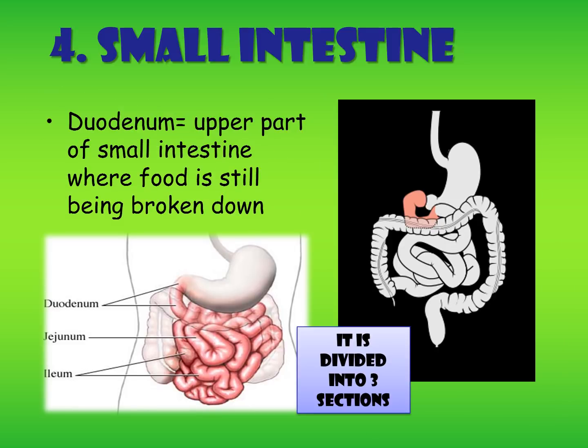Okay, so there are some other words to be familiar with, which is just kind of nice to know. That upper part of your small intestine where food is still being broken down is called the duodenum. The middle part where you are absorbing food into your bloodstream is the jejunum. And the last bit of the small intestine is called the ileum. We won't quiz you on that, but it's kind of nice to know, and you'll hear those words occasionally.